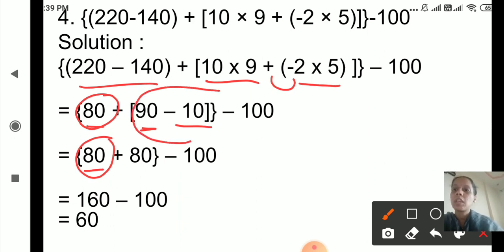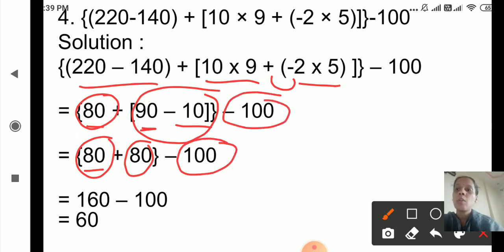90 minus 10 is 80. So that we have written here, and minus 100 we have written as it is here. Now 80 plus 80 is 160, minus 100. So 160 minus 100 is 60, right? So 60 is the answer.